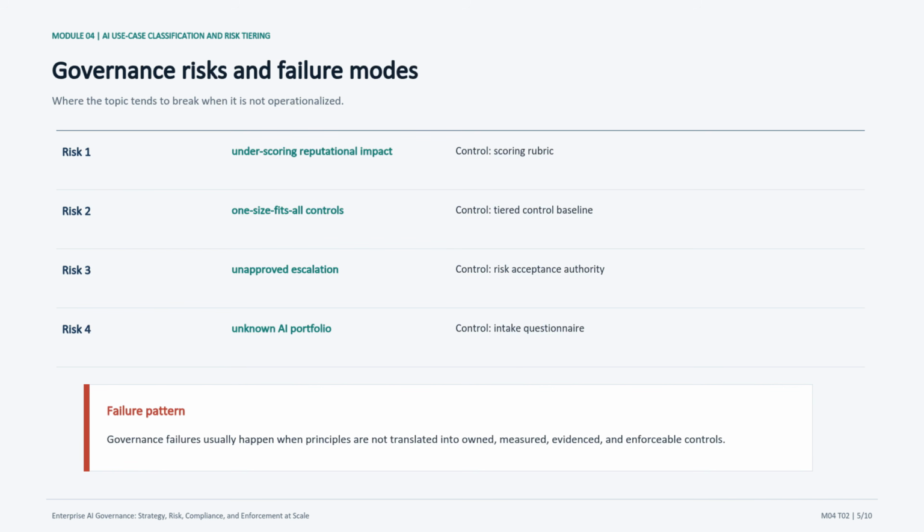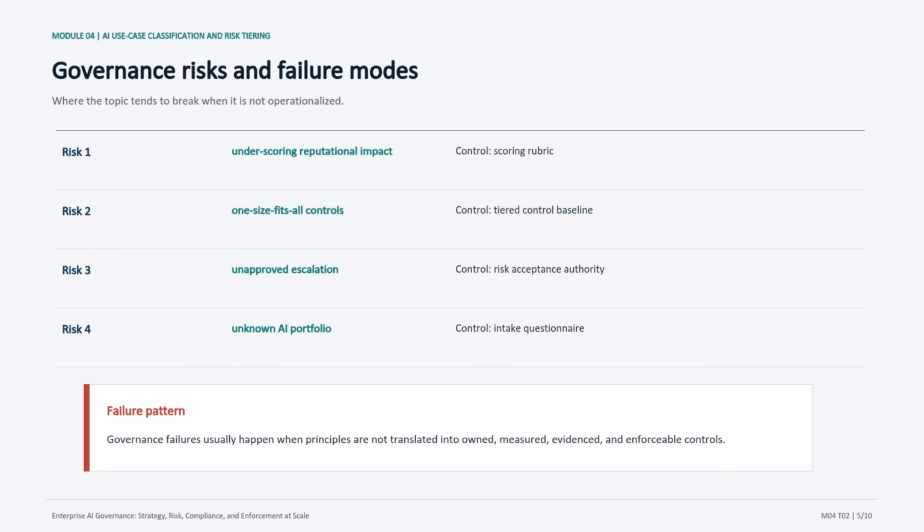This is where the discussion becomes more concrete. I would tell the class every governance topic has failure modes, and our job is to name them before the system is already in production. The risks listed here are tied to controls because a risk without an owner or control is just an observation. For this topic, the control pattern includes scoring rubric, tiered control baseline, and risk acceptance authority.